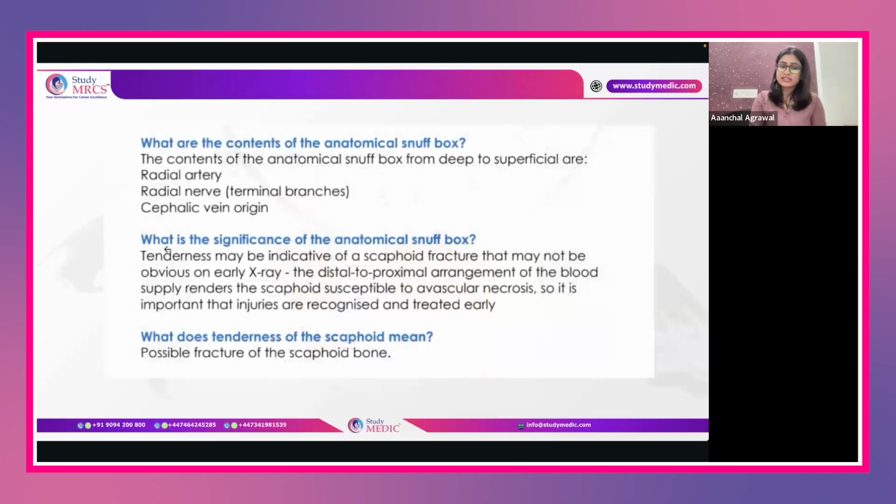Okay. What is the significance of the anatomical snuffbox? Just now we discussed that. What does tenderness at the scaphoid mean? This can be due to a scaphoid fracture.